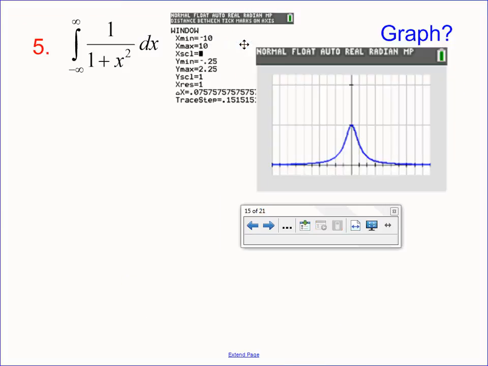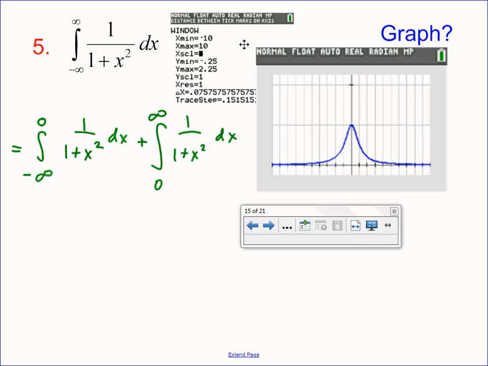So let's go ahead and first rewrite this as the integral from negative infinity to 0 of, plus the integral from 0 to infinity of. You guys okay? Great. So how is that helpful? Well, because now I can go ahead and do 2 separate limits. Now I'll do the limit as a goes to negative infinity of the integral from a to 0, plus the limit as b goes to infinity of the integral from 0 to b. Great.